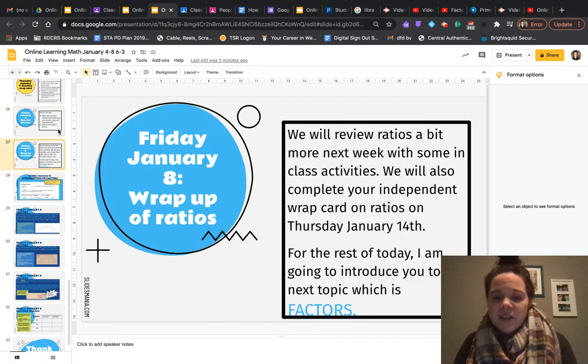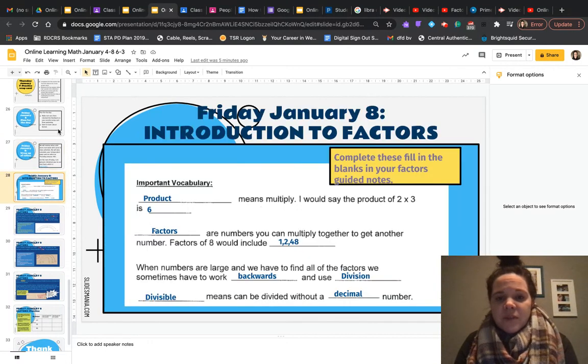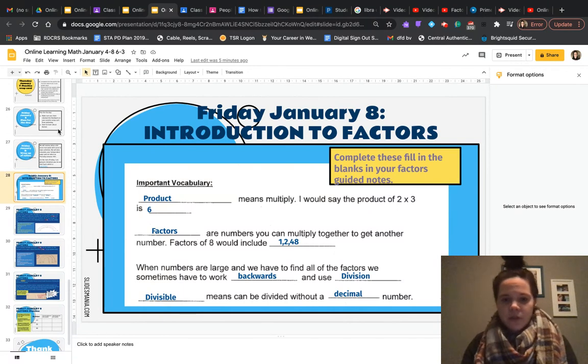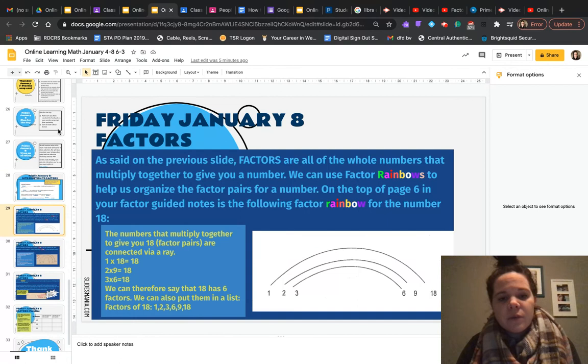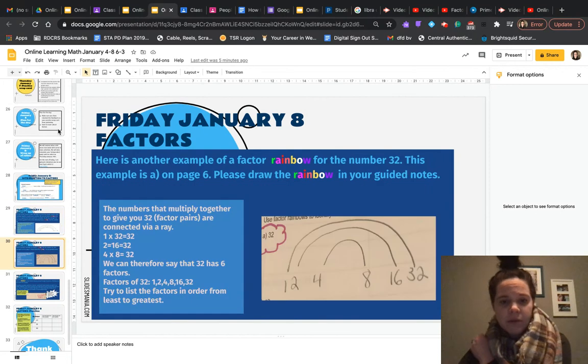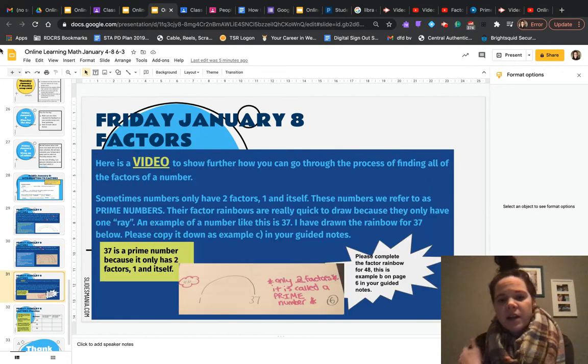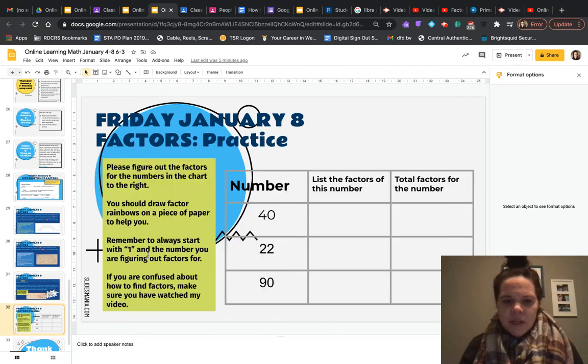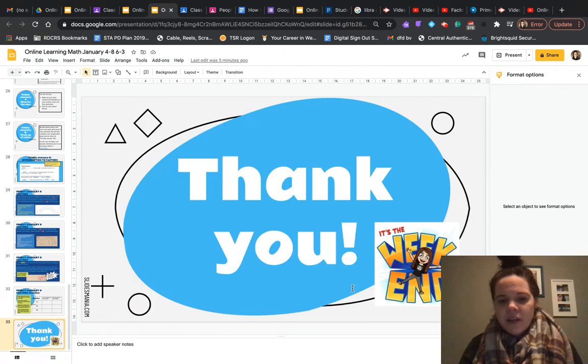And then Friday, you're going to start to learn about our next topic, which is factors. So I gave you the factors guided notes before break as well, so you'll need to pull those out. I'm asking you to fill in some notes. And then really important that you read through some of my examples about how we find the factors of a number, okay? So that's what these slides are. Here's a video that further explains how to find factors of a number, talks a little bit about prime numbers, which we need to understand. Then you're gonna find some factors for me, so you're gonna do that here.